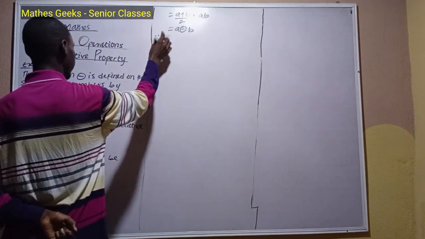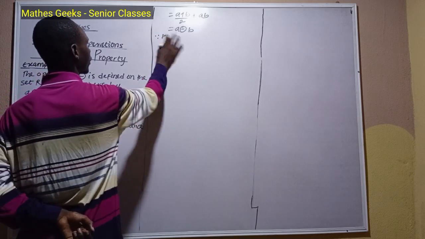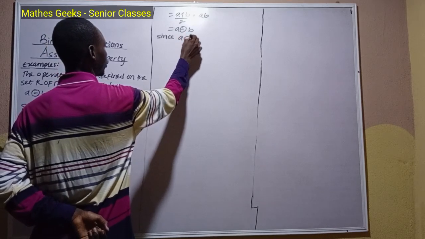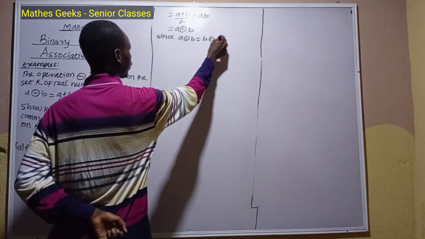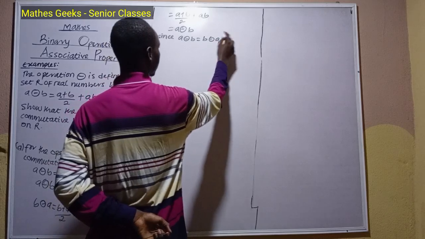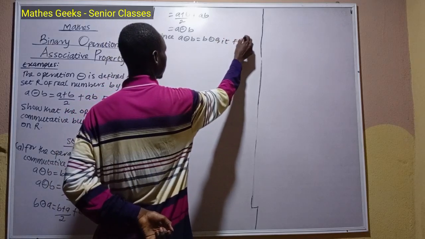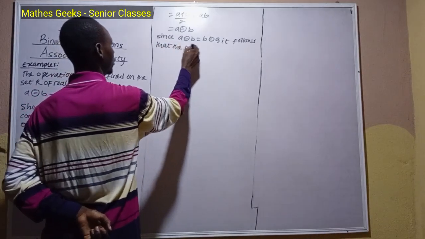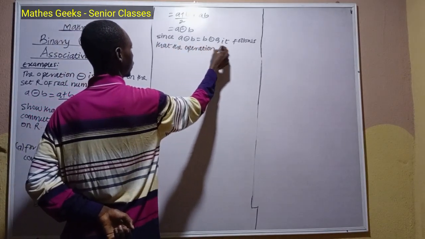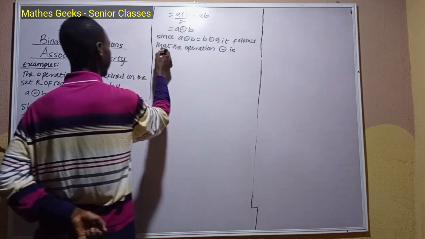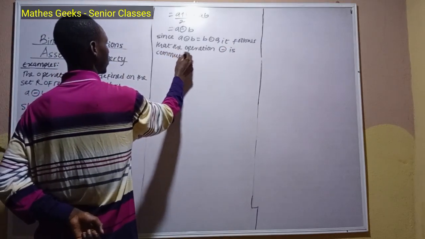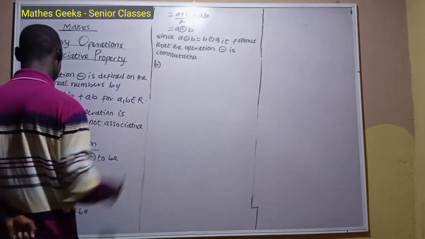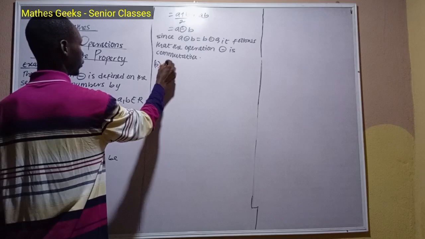So since A operation B is equal to B operation A, it follows that the operation is commutative.